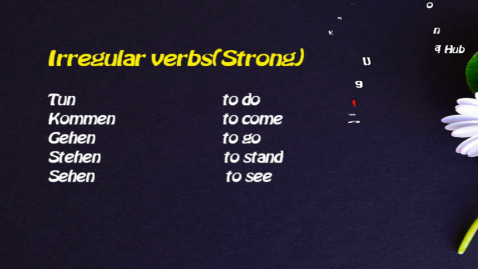And there are some examples of irregular verbs, strong verbs. These are called strong verbs. Tun, to do; kommen, to come; gehen, to go; stehen, to stand; and sehen, to see.